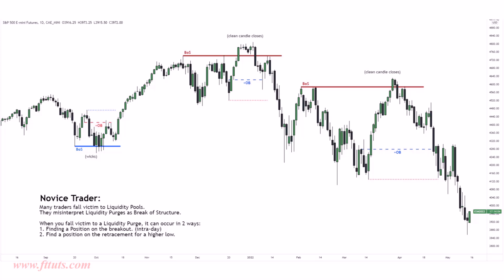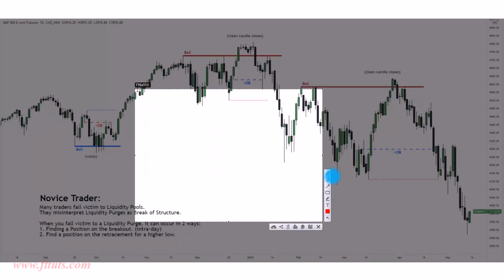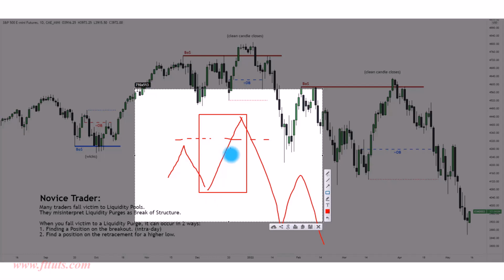Now, when it comes to liquidity pools, a lot of traders make the mistake of falling victim to liquidity purges. Okay, so what a liquidity purge is, you have a high, a purge above that high, and then the market trades lower. Okay, so this would be considered the purge. The purge is just the raid on liquidity, sweeping the liquidity like we have here. This move right here would be purging the liquidity.